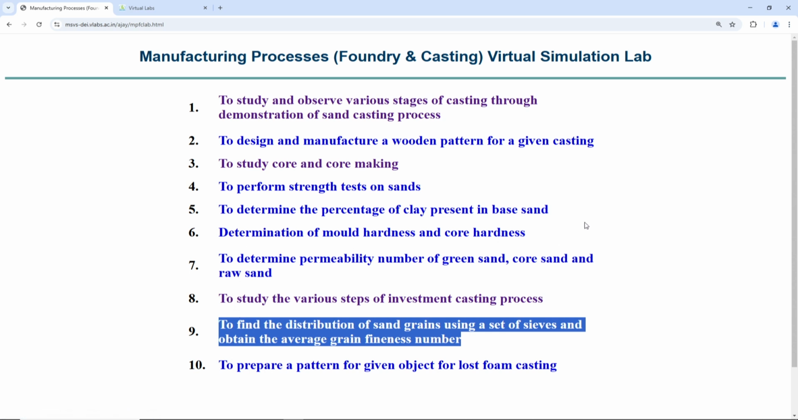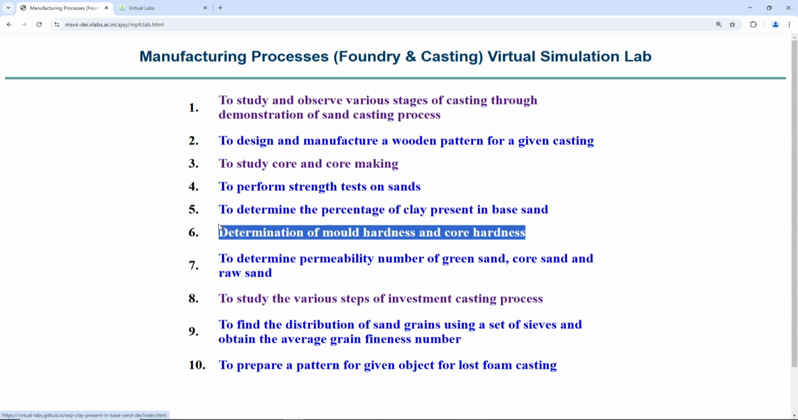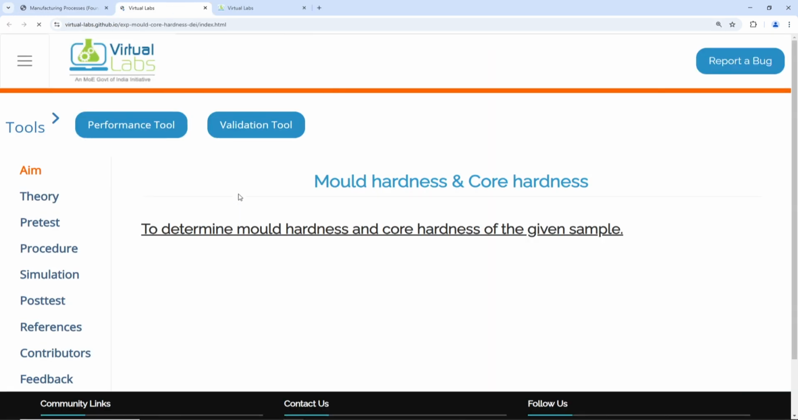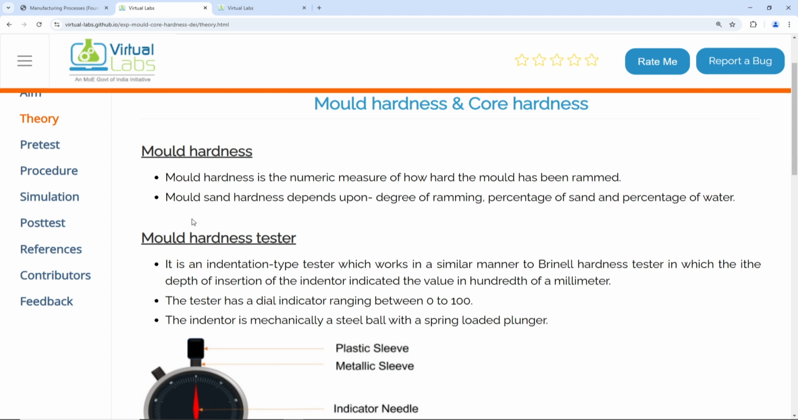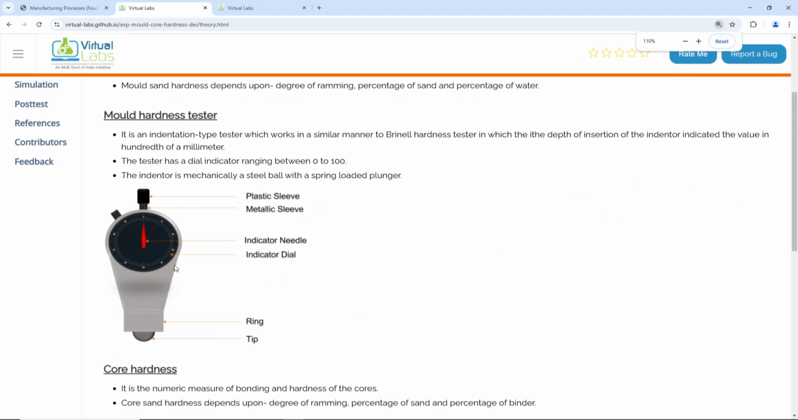Let me take only one experiment out of these. I will pick experiment number 6, to determine the mold hardness. So, the mold hardness test. Here the aim is to determine the mold hardness and core hardness of the given sample. Theory is given here, with information about the mold hardness and the mold hardness tester, which is just a kind of dial gauge using a plastic sleeve and a metallic sleeve. This indicator will let you know the hardness number. The hardness number is between 0 and 100.